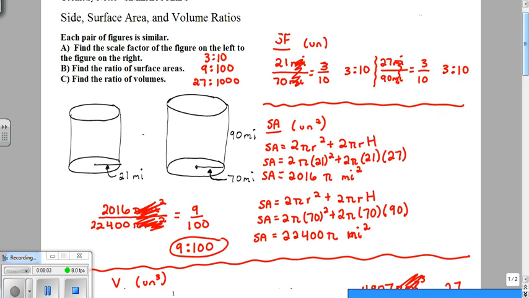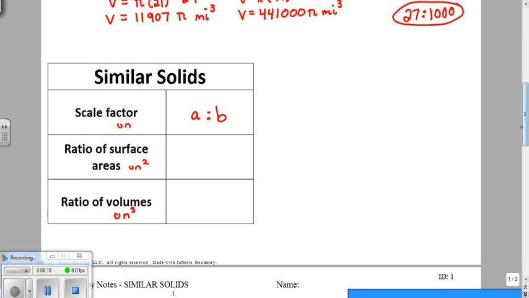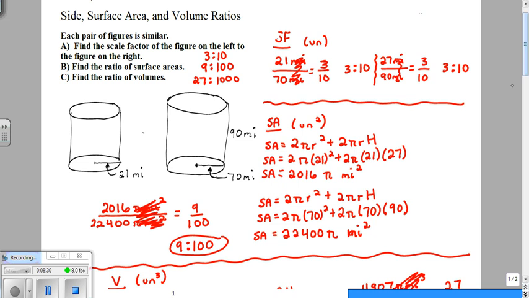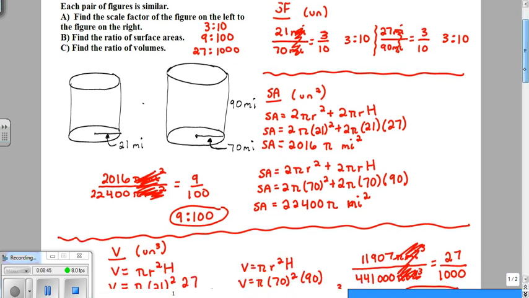Now let's go up and look. To get from 3 to 9, I need to square that number. It also works. 10 squared is 100. So the ratio of my surface areas is going to be A squared to B squared, which makes sense with our units. And then lastly, the ratio of our volumes is 27 can be found by doing 3 cubed. 3 times 3 is 9, times 3 is 27. 10 times 10 is 100, times 10 again is 1,000. So we're just cubing A and B.